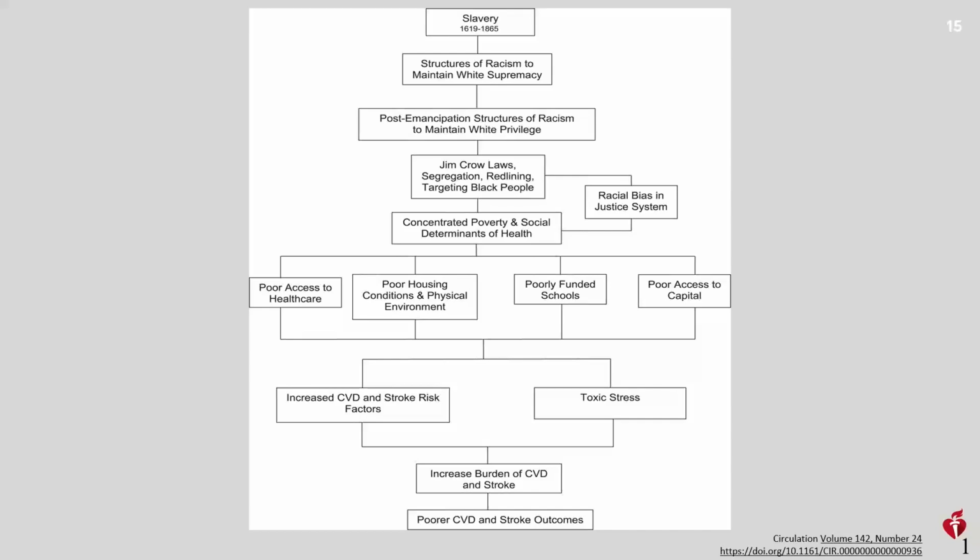And as you can see, having enslaved people going back in the United States to 1619 and all the way up to 1865 with the emancipation, you see that the structures for racism to maintain white supremacy were put in place, and that there were other laws that came to be, Jim Crow laws, particularly in the southern part of the United States, but in other parts as well, that targeted African Americans and other people of color.